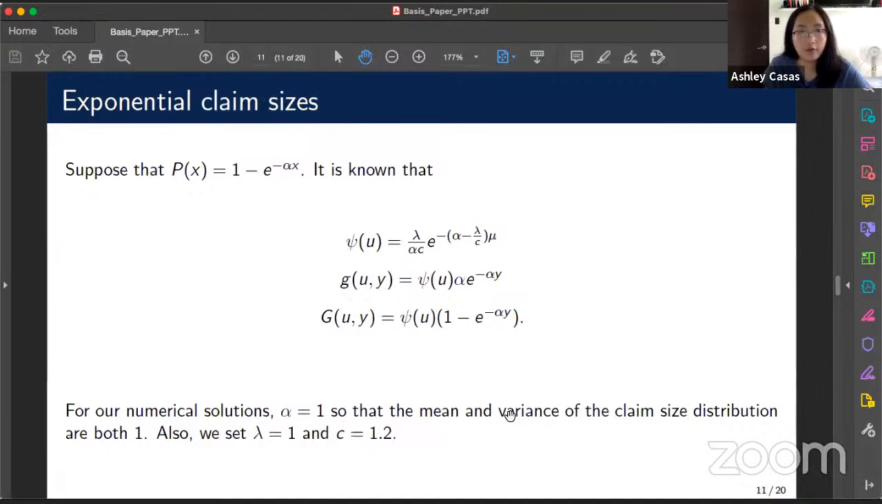So here we have more formula from Dixon, which we will also use to solve for the reinsurance premium. Suppose that P of x is 1 minus e raised to negative alpha x. So for our numerical solutions, we set alpha equal to 1 so that the mean and variance of the claim size distribution are both 1. Also, we set lambda equal to 1 and c to 1.2.